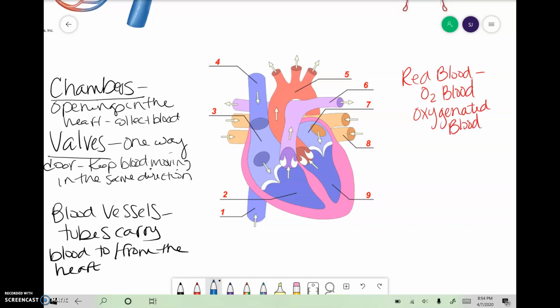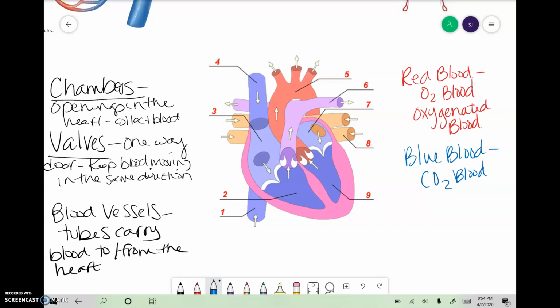Okay, on the contrary, if you see blue blood, it is considered carbon dioxide enriched blood or dirty blood. This is blood that is carrying all of your carbon dioxide and waste that your body is trying to get rid of and exhale out.